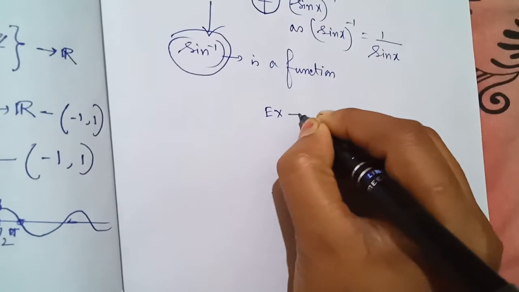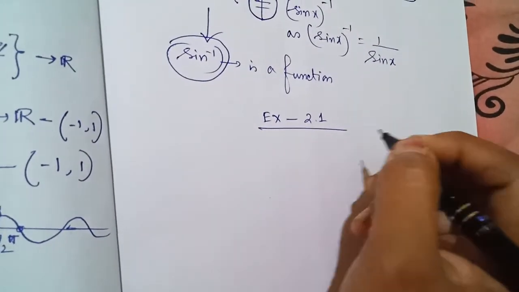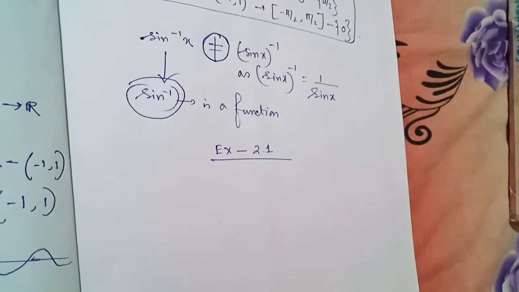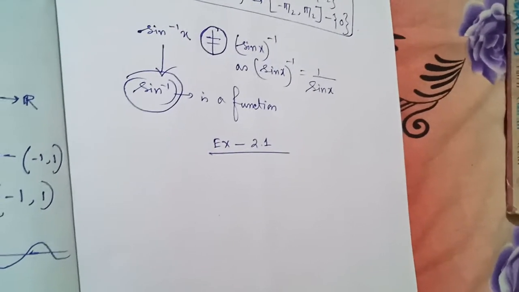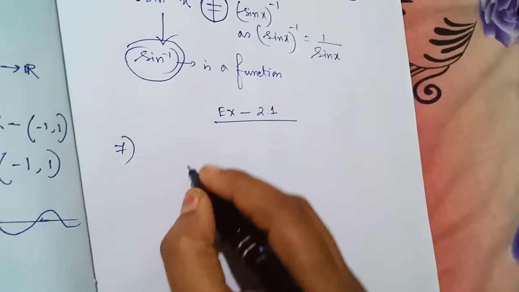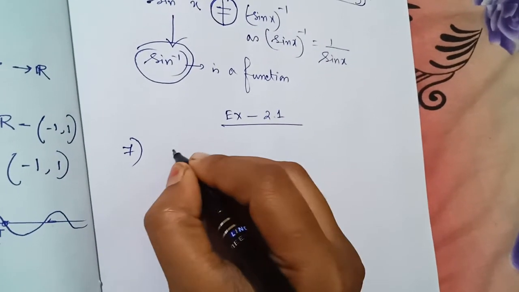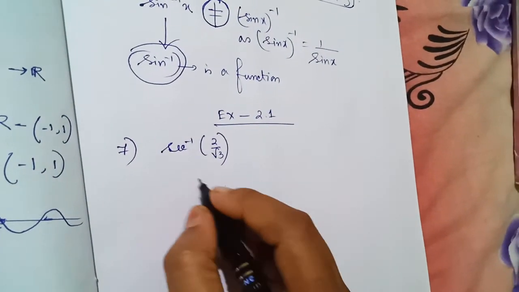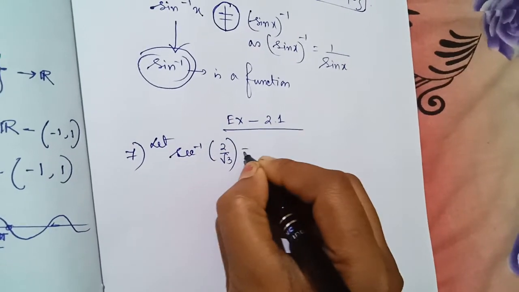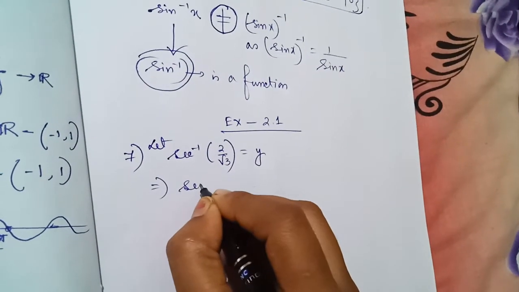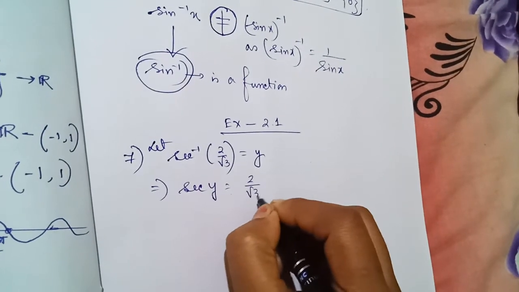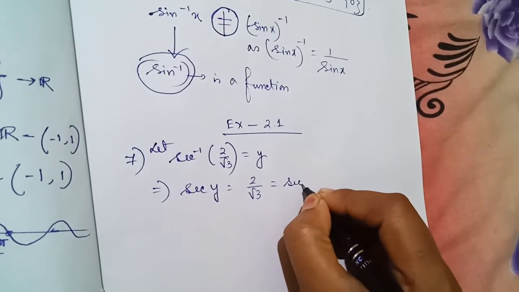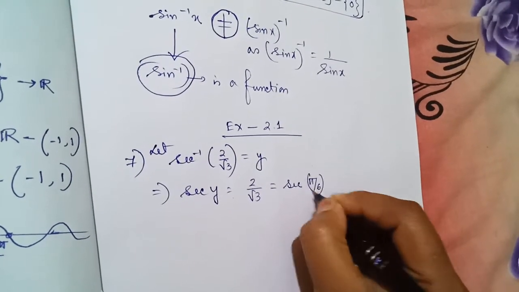So I'm going to exercise 2.1. Question number 7. The question is, find the principal value of sec inverse 2 by root 3. So we will first take whatever is given as y, and that means sec y equals 2 by root 3. We will find out its value normally. So it is actually sec of pi by 6, right?